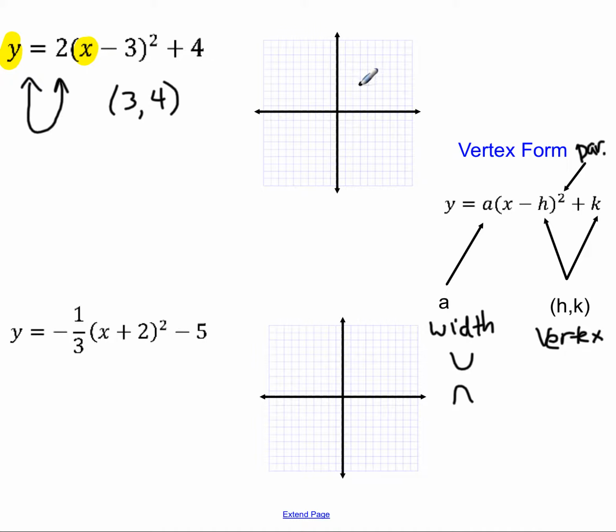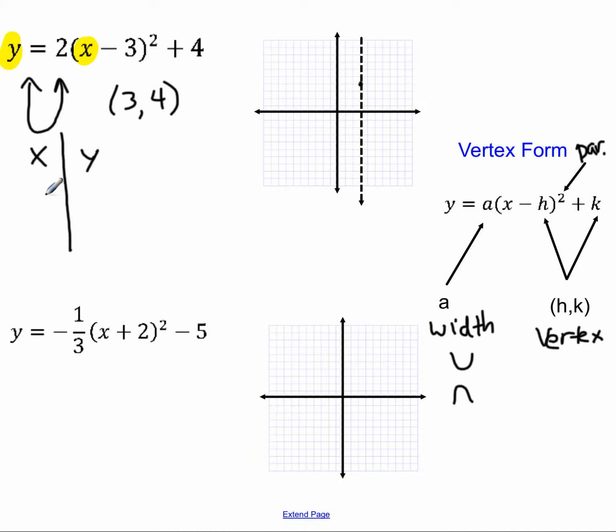And I know along my vertex is going to be a dotted line. That's my axis of symmetry, right? So I know that my parabola is going to be symmetrical on both sides. So I can go ahead and pick a value on either side of this parabola. How about 1? What if I made x equal to 1?